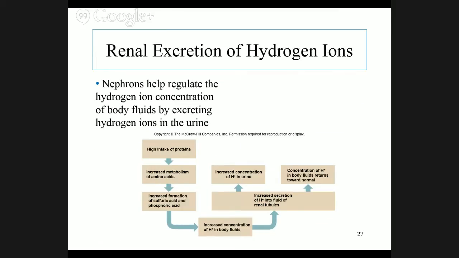Renal excretion of hydrogen ions. The nephrons help regulate the hydrogen ion concentration of body fluids by excreting hydrogen ions in the urine. If you have a high intake of proteins, there will be an increased metabolism of amino acids. This causes an increased formation of sulfuric acid and phosphoric acid. Then you have an increased concentration of hydrogen ions in the body fluids. That in turn increases secretion of hydrogen ions into the fluid of the renal tubules, and then you have increased concentration of hydrogen ions in the urine. And then the concentration of hydrogen ions in body fluid returns to normal.